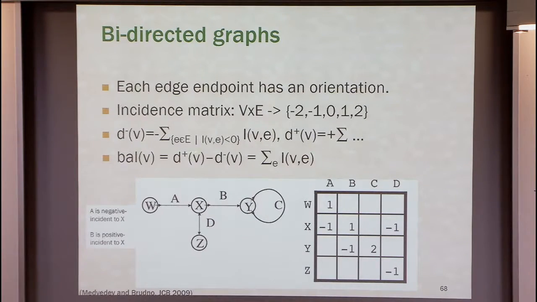Now the in degree is the sum of all of the edges that have a negative endpoint, and the out degree is all of the edges that have a positive one. And the balance is the out degree minus the in degree, as we know, and also the sum over the incidence matrix gives us the balance of each node. Okay, so this is bidirected graphs. How does it relate to double-stranded DNA?